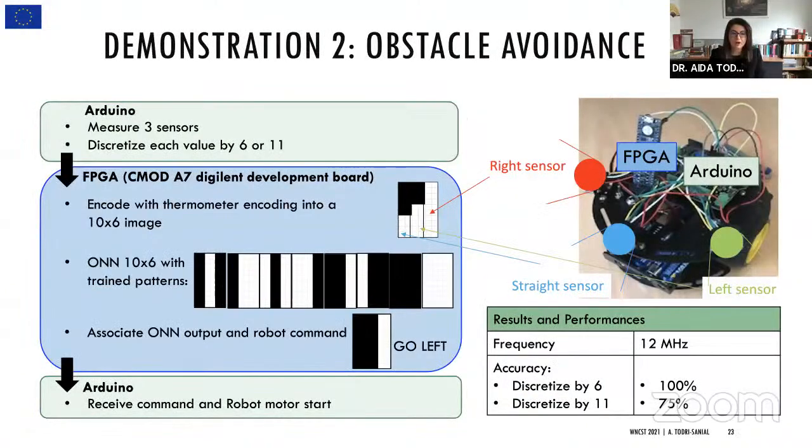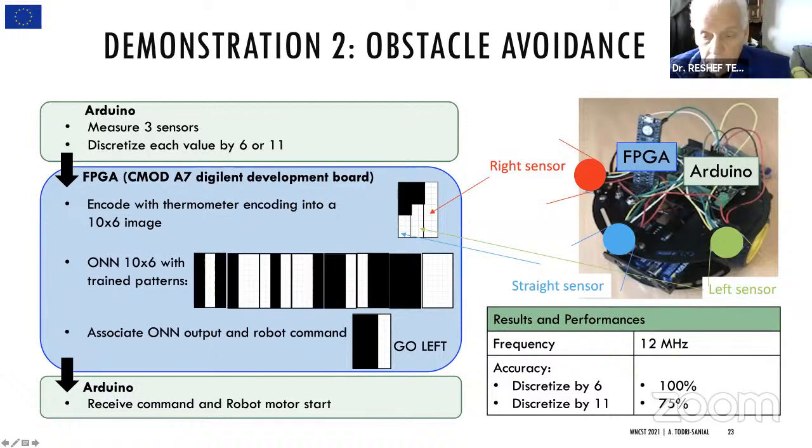The second one is on the obstacle. As I mentioned, we are encoding the bar blocks, in terms of how close the blockage is and its proximity, and we are training the ONN with this type of pattern, and issuing a command to the robot to go left or right with respect to the blockage it senses from the sensors. We can see that this can be performed in reasonable frequency ranges, with accuracy between 75 and 100% depending on the discretization of the images.